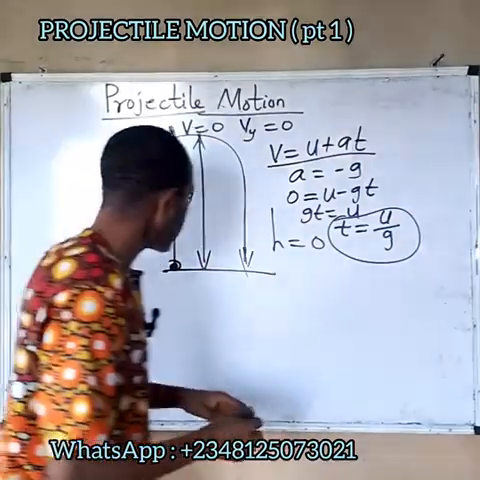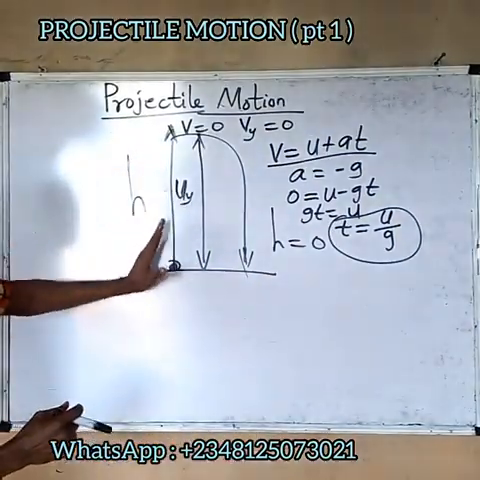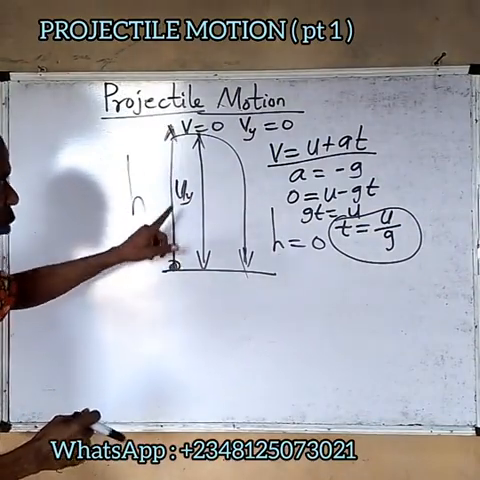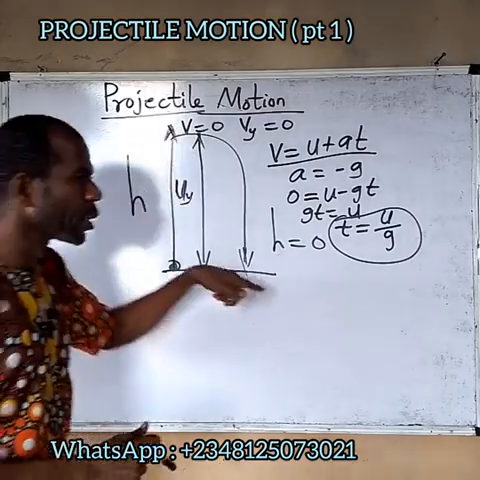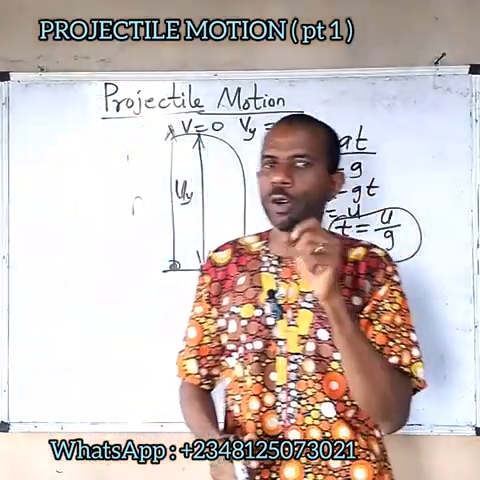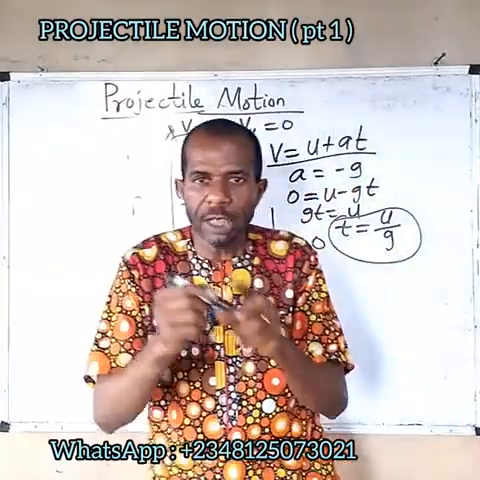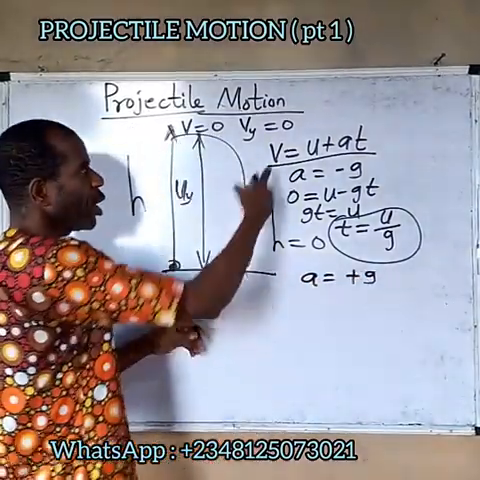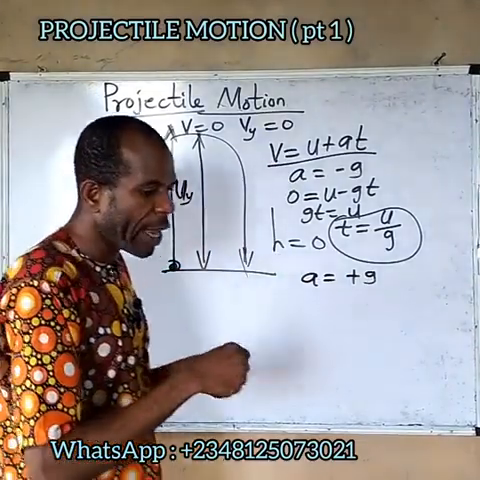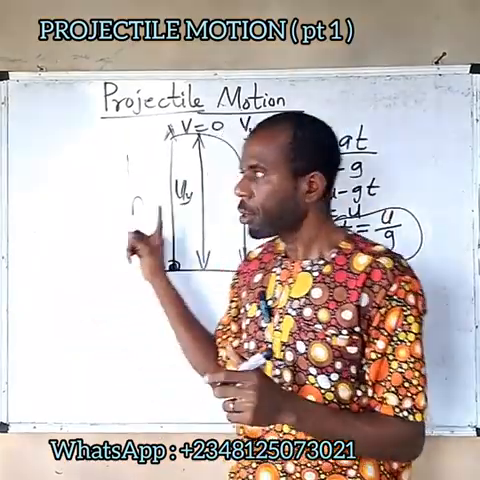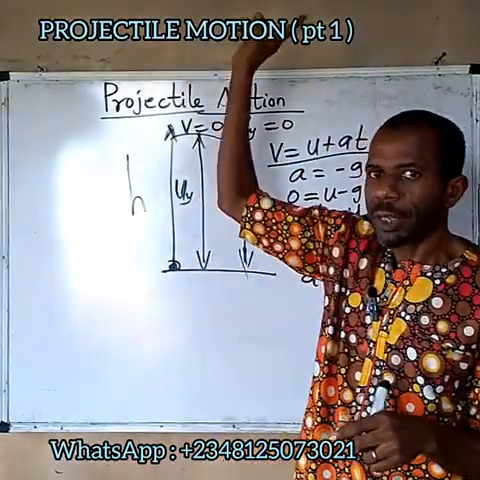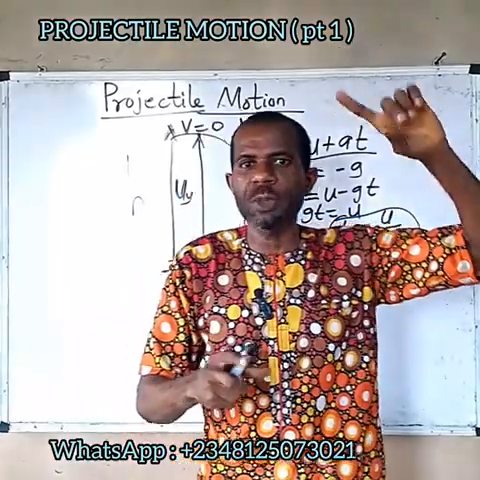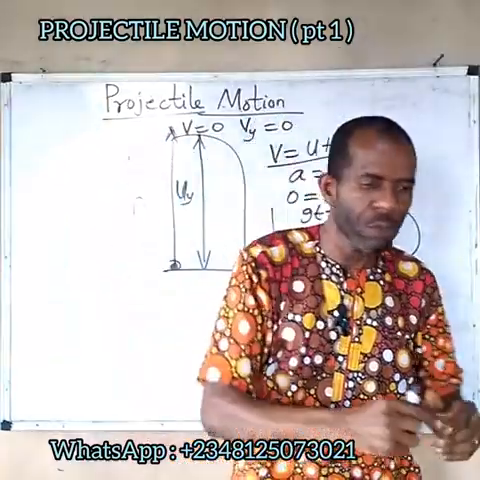Now, if the object is released upward, then as it is coming back, remember I told you, it's falling freely under the influence of gravity. So a now becomes equal to plus g. So let's look at the second case. Remember, this one is where the object is projected vertically. But what if the object is projected from a height and the object is dropped? Now what happens? Let's go.